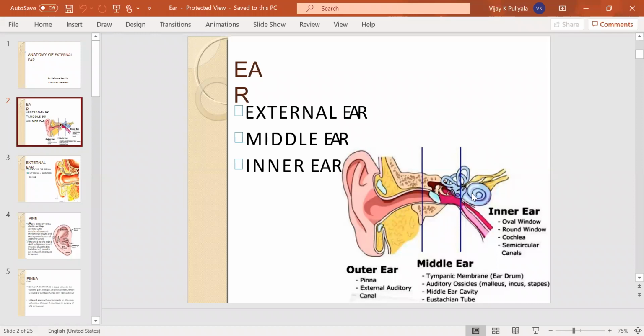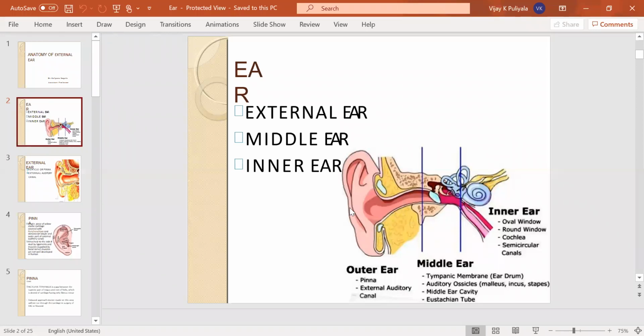Next we will have the internal ear. The internal ear consists of the organ of Corti and the labyrinth, the cochlea and semicircular canals. All these things make up the internal ear. What is the function of the internal ear? It converts the sound energy into nerve energy. So these are the three parts of the ear: the external ear, middle ear, and internal ear.